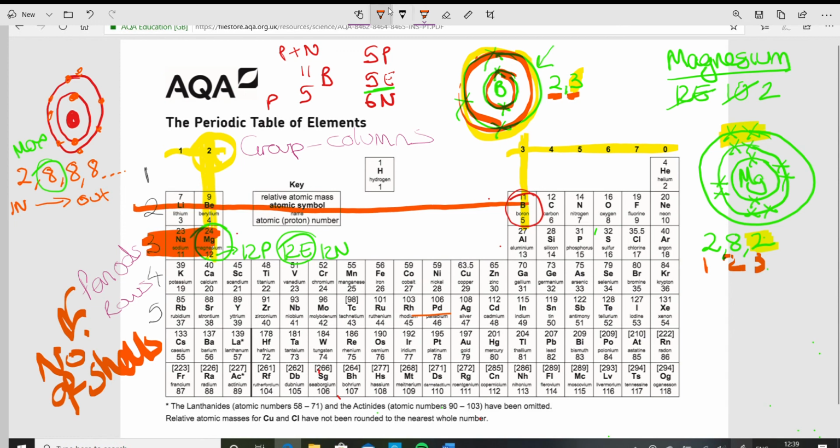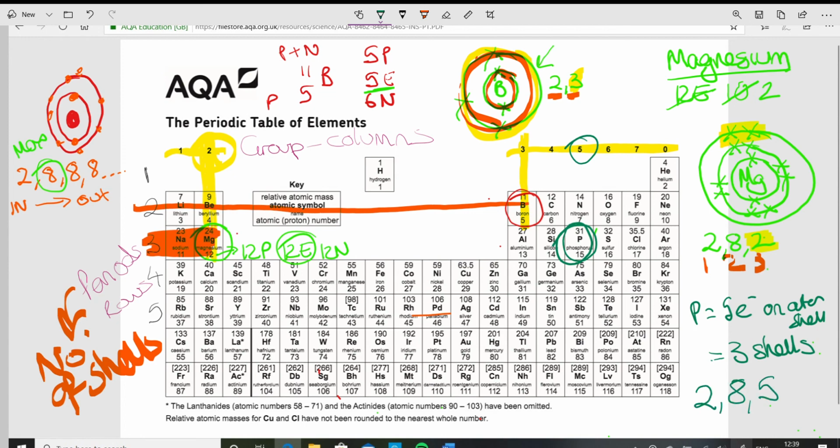So you can very quickly pick out an element. For example, if you were doing an exam question, let's just say I picked out phosphorus, I'd very quickly be able to tell it's in group 5, so I'm expecting it to have 5 electrons, e minus means electrons, on its outer shell, and it's in the third period, so I would expect it to have 3 shells. And if you draw it out, you'll find that it has got, if we add up 15 electrons, 2, 8, 5 as its electronic structure, which adds up to make the 15.